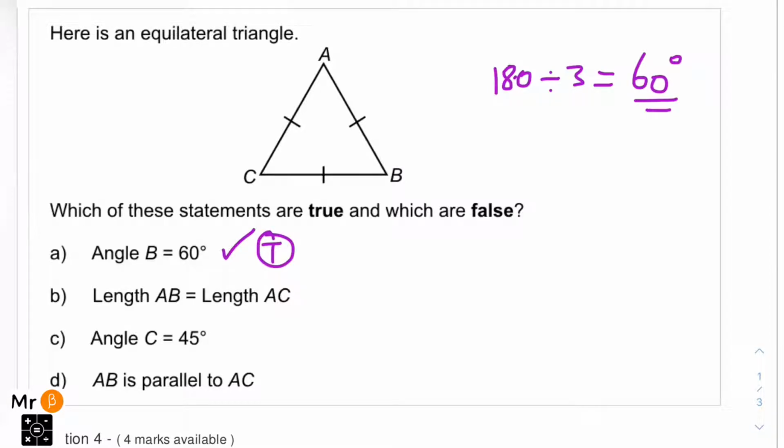Length AB is equal to AC. Again, that is true, because all lengths are equal. Angle C is 45. Well, we said earlier that must be false because each angle is 60 degrees. AB and AC are parallel. Well, as they intersect, they cross each other. This cannot be true, so this one is false as well.